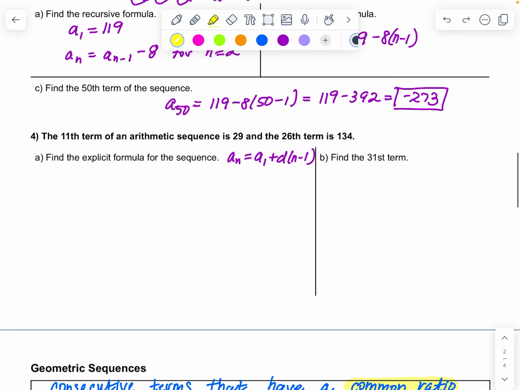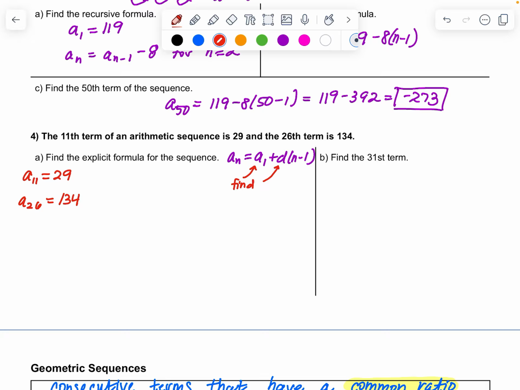All right, I'm going to do this last problem with you guys because this one's a little bit more complex. It says the 11th term of an arithmetic sequence is 29, so we know a sub 11 is 29. And then the 26th term is 134. It says find the explicit formula for the sequence. So the issue with this problem is we need to find the first term and we need to find the common difference. That's what we're trying to figure out.